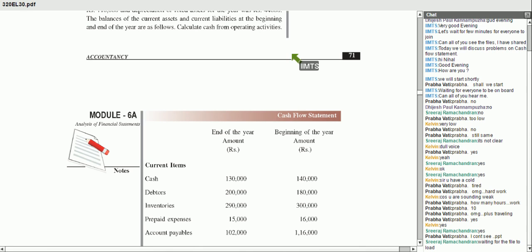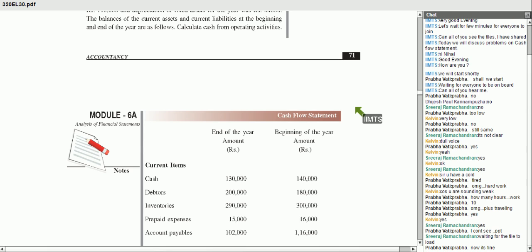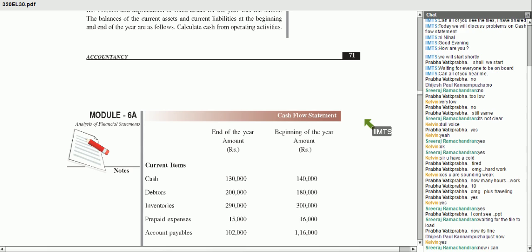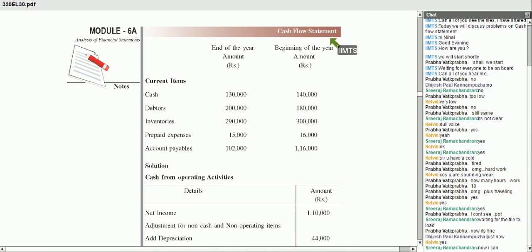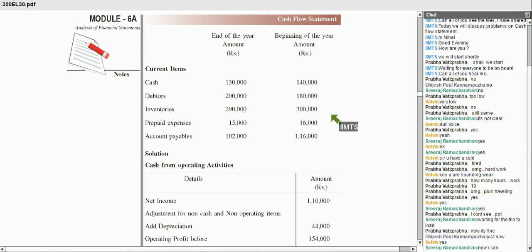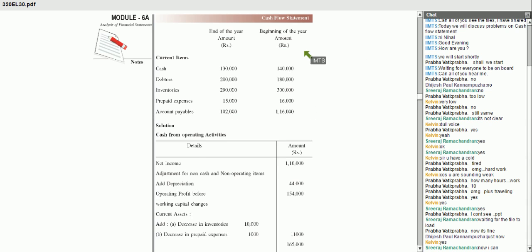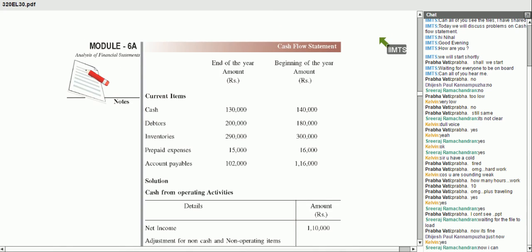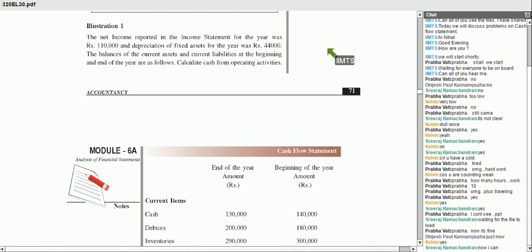The file is there, Sriraj. Can all of you see the file? Now read this cash flow statement and try to understand it. Alright, let's see how many of you pick it up. Just try to solve this question. You have to calculate the cash from operating activities. Just try it. I will be back in 2 minutes.